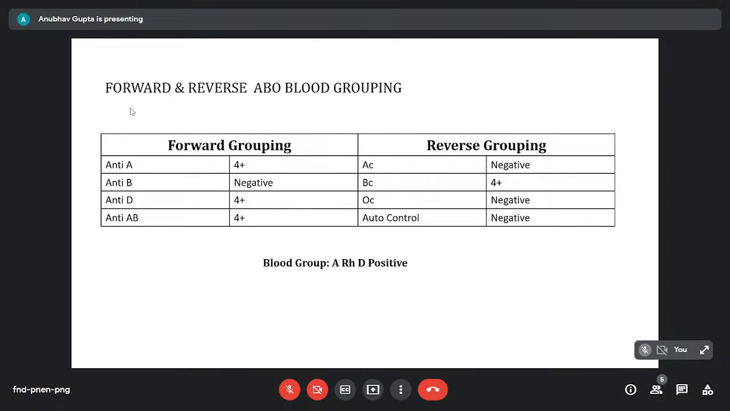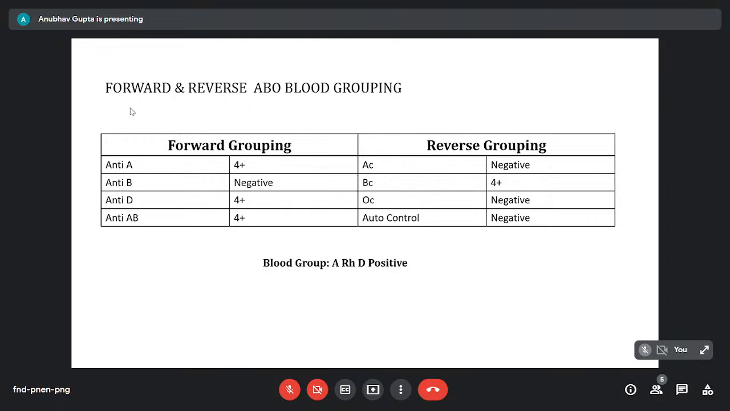On those red cells, we have unknown antigens which will be typed by known antisera. The known antisera can be anti-A, anti-B, anti-D or anti-AB. To know that unknown antigen, we should have the known antisera. For example, in this case, we have an unknown antigen present on the red cells. We put that red cell in anti-A, and it gives a 4 plus reaction.